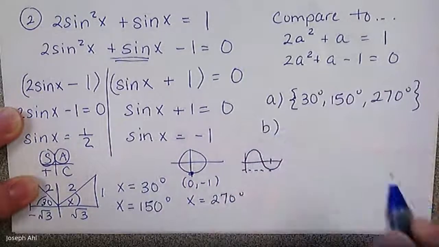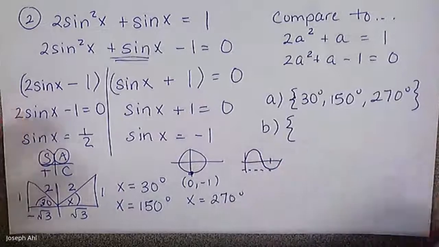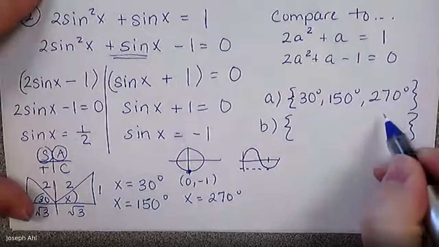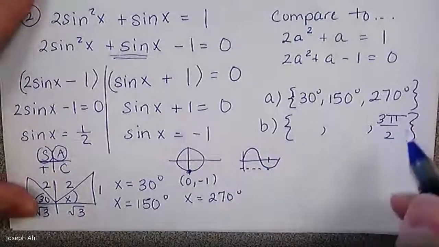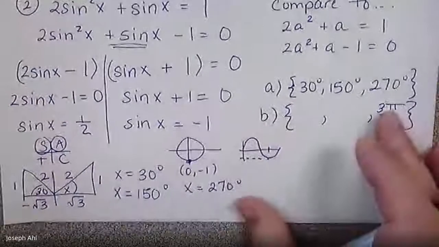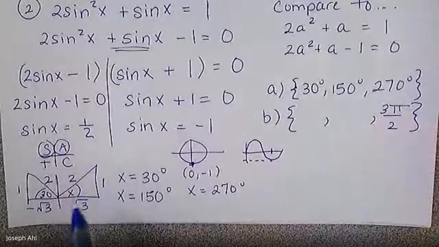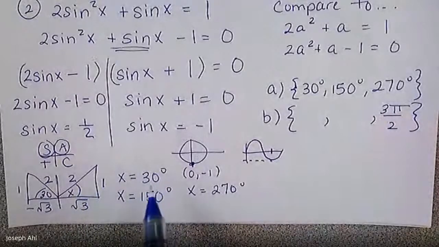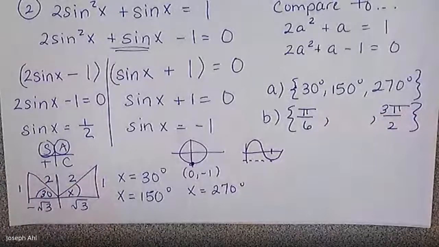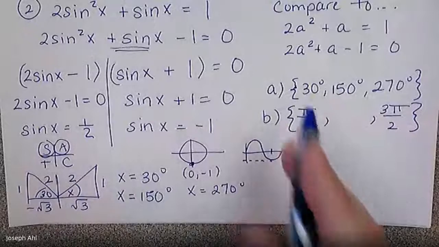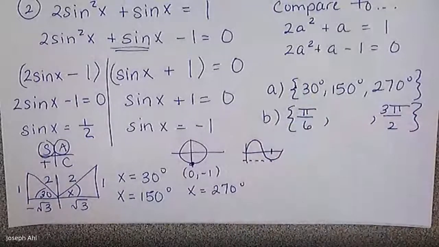Okay, for part B, I want to make sure that I list these answers in radians, and we've already done 270, so I'm going to cheat a little bit and just say, well, 3 pi over 2 is the solution there because we did that up above. But how do I get the answer in radians here? This is one I really just want you to know the common equivalent for. 30 degrees is definitely pi over 6. Right? 180 divided by 6 is 30, so that makes sense to me. Pi over 6 is 30.